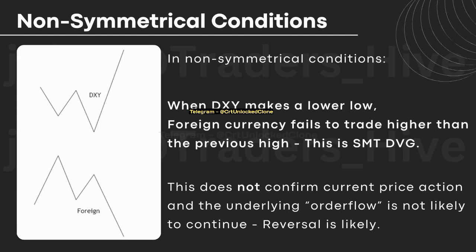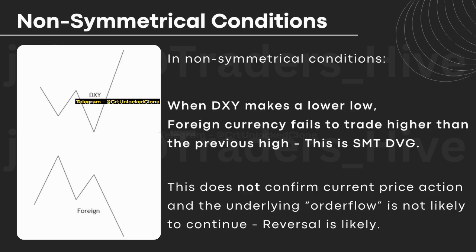This type of non-symmetrical structure suggests that there is some tomfoolery going on, and the market makers are actively taking part and the manipulation is going on. This type of structure does not confirm current price action, and it suggests to us that the underlying structure in order flow is not likely to continue and maybe a potential reversal is under way, right?